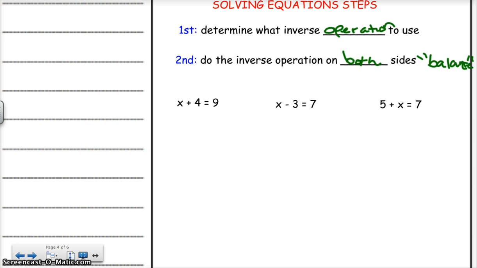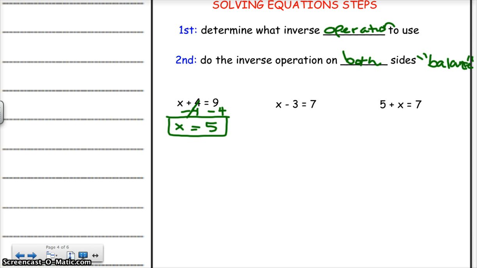Here I'm going x plus 4. What's the inverse of plus? Minus. So I'm showing that I need a minus 4. That's the inverse operation. And now I'm showing that I'm balancing. I'm doing it to both sides. What really happens? This cancels out, and I get x is equal to 5. Beautiful.